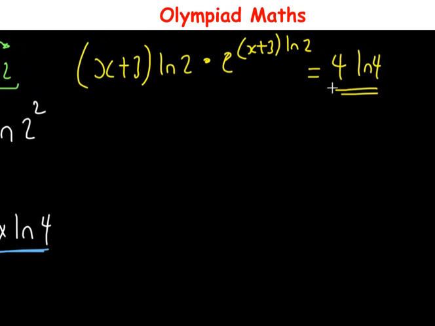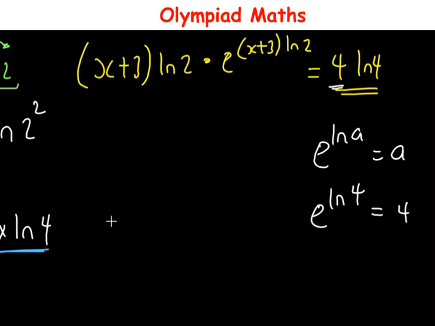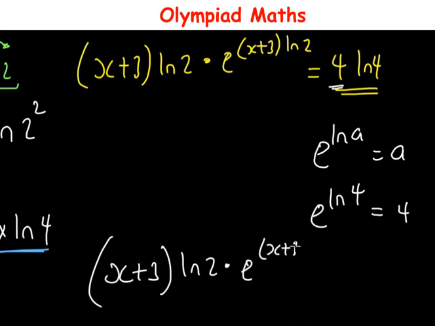To do so, we are going to express this 4 making use of e raised to power ln a, which equals a. If we cancel ln, a stands alone. So if I have e raised to power ln 4, this is equal to 4. If we cancel ln, 4 stands alone. So in place of 4, we can bring in e raised to power ln 4. So this becomes (x + 3) multiplied by ln 2, times e raised to power (x + 3) times ln 2, is equal to, instead of 4, e raised to power ln 4, then times ln 4.